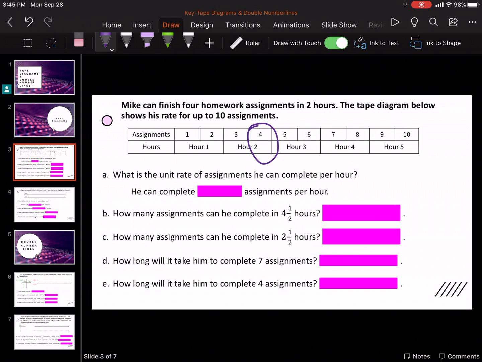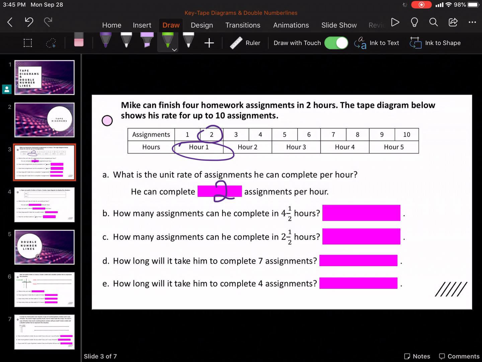Okay, so we have Mike can finish 4 homework assignments in 2 hours. We can see that right here, 4 assignments, 2 hours. What is the tape diagram? Shows his rate up to 10 assignments. So what's the unit rate? Remember, that's for 1 hour. That would be 2 assignments.